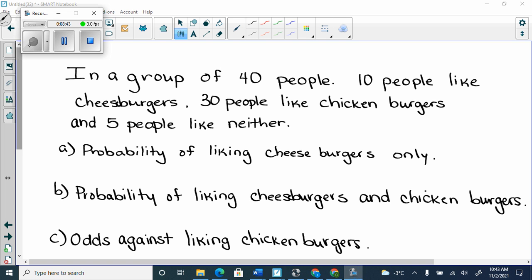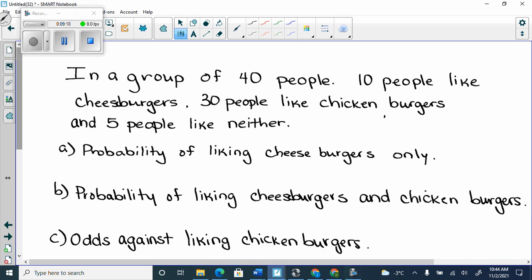So, I gave you the singles. I gave you liking chicken burgers. Gave you liking cheeseburgers. I gave you the neither. And I gave you the total. So we can find the and, correct? So, 10 people put in tickets for cheeseburgers into the hat. 30 put chicken burgers. 5 put neither. That's how many? 45, which means 5 doubled up. 5 like chicken burgers and cheeseburgers, right?